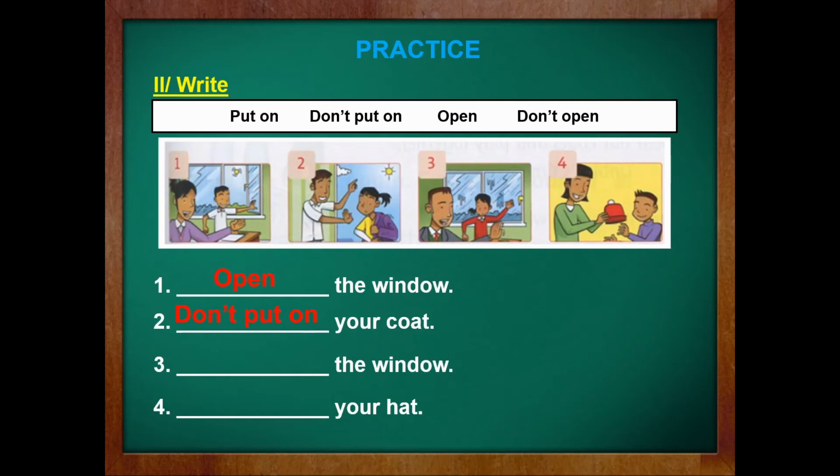Good. Next one. Picture 3 and sentence 3. Because the weather is so bad, it's raining. So, we don't open the window. Good. Now, repeat after me. Don't open the window. Good. And last one.